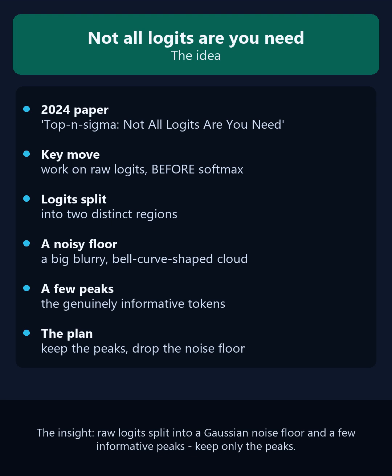Here is the idea, from a 2024 paper titled "Not All Logits Are You Need." Instead of working on probabilities, top-nσ works directly on the raw logits, before softmax. The key observation: those logits split into two parts. A big blurry cloud of near-random noise, shaped like a bell curve, and a small handful of genuinely informative peaks that stick out far above it. We just need to keep the peaks.